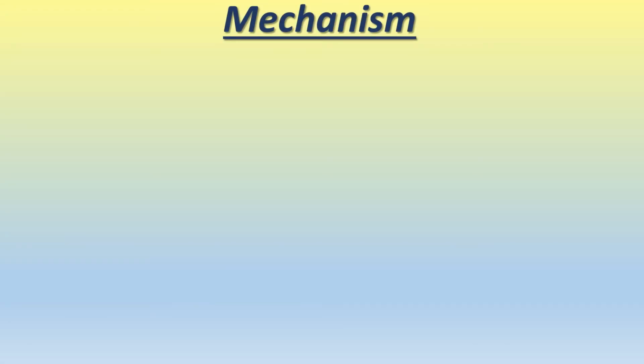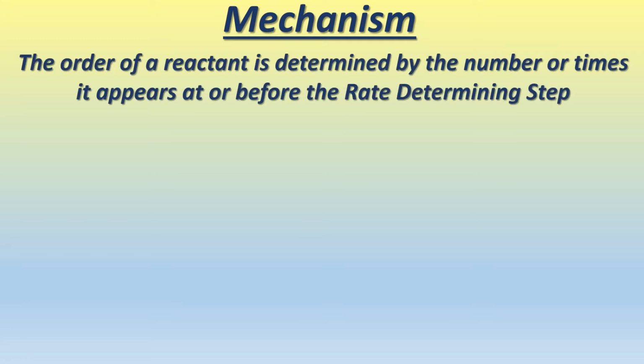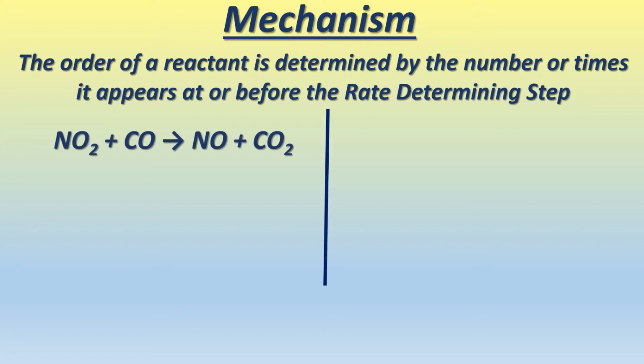Welcome to this next video in our discussion of kinetics. In a previous video, linked in the description below, it was shown that the order of any reactant is determined by the number of times it appears at or before the rate determining step. This was shown by showing two reactions, NO2 plus CO going to NO plus CO2, and 2NO plus 2H2 going to 2 waters and nitrogen.